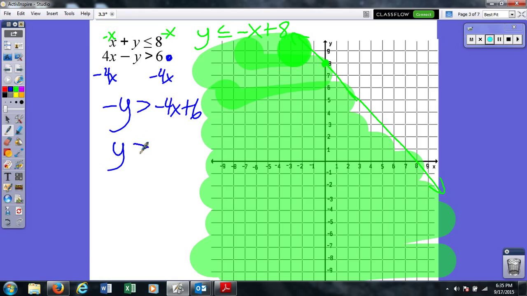Remember that with an inequality, when you multiply or divide by a negative number, you want to flip the inequality around. So then we get that. All right, let's graph that. That's going to have a y-intercept of -6, a slope of 4, so we go up 4 to the right 1. This one's going to be a dotted line.